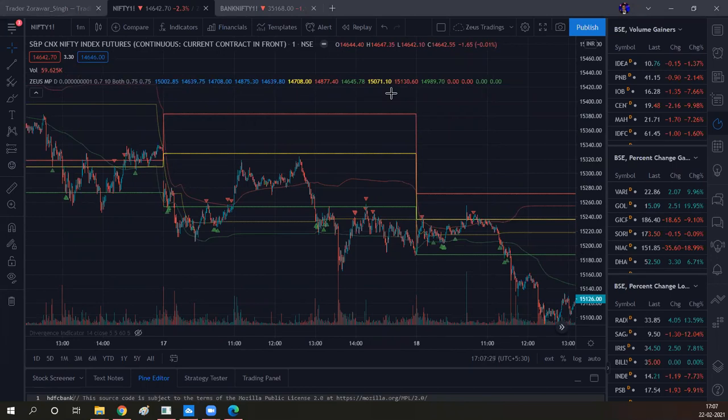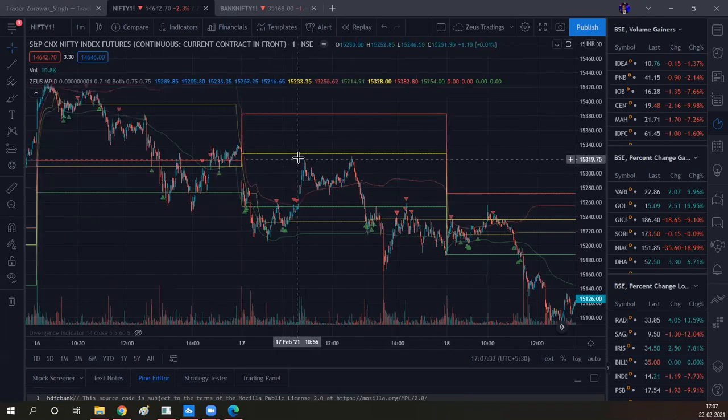Bro, what was the yellow line again? Which one? This one? The fat one? Yeah. This is the point of control from the previous day. This is yesterday's point of control, and it will act like a reference for the current day's activity.